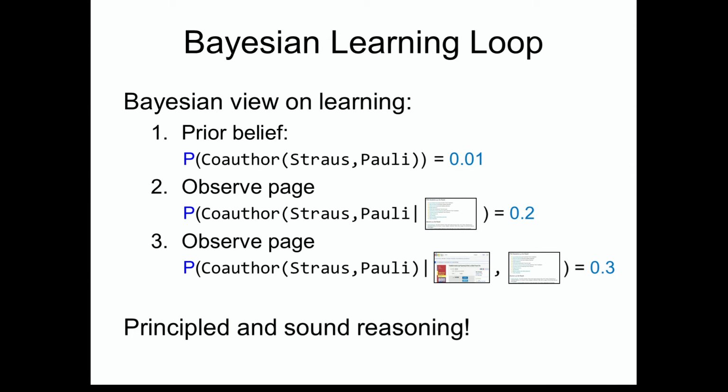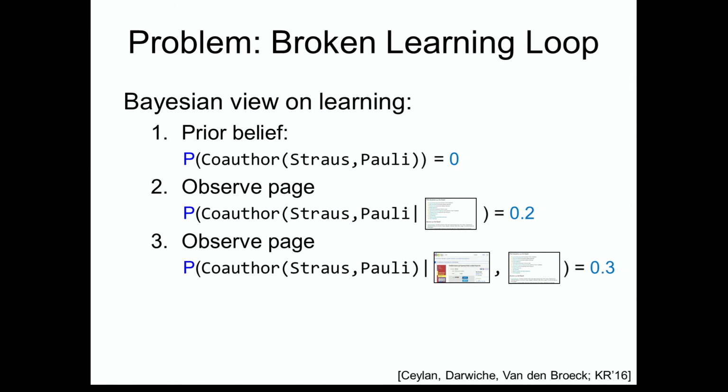All right? But this is not exactly what's going on in knowledge graphs. So in knowledge graphs, what goes on is that first your database is empty. This tuple is not in your database. It has probability 0. Then you read a web page. You find some text here, and this evidence makes you change your belief to be 20% probability, and so on.